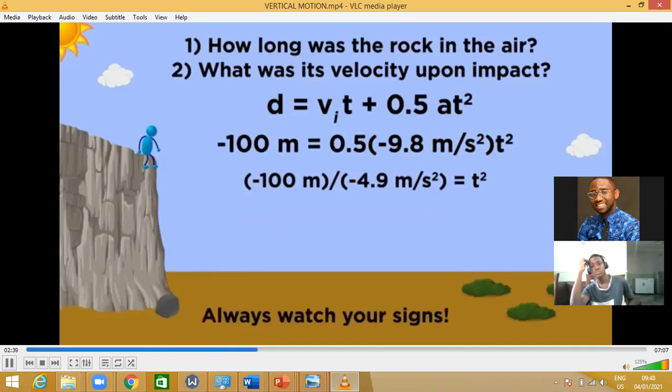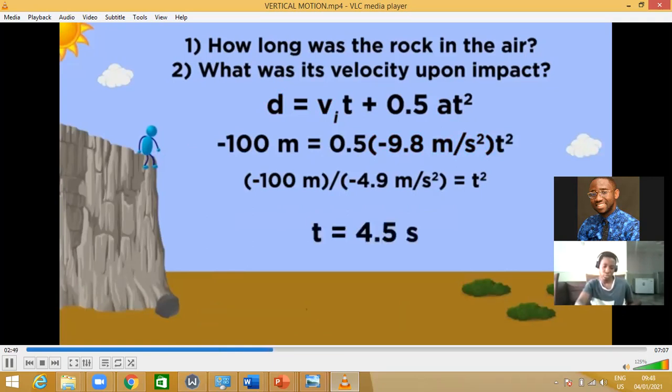This is very important as we have to be careful with signs as we do arithmetic, and this will be a common opportunity for error with many students. And we get around 4.5 seconds for the time elapsed during freefall.